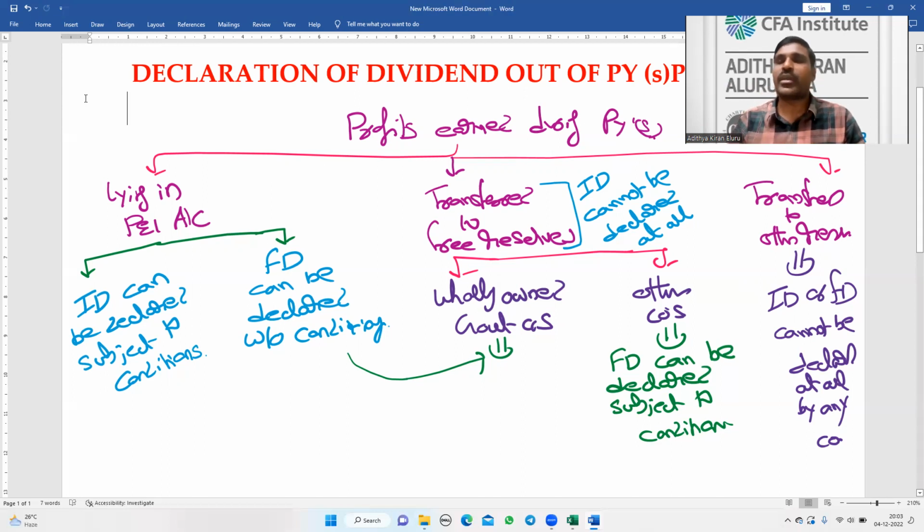Next, final dividend can be declared without any conditions. If the previous year profits are lying in profit and loss account, not transferred to any reserve, then final dividend can be declared without any conditions.